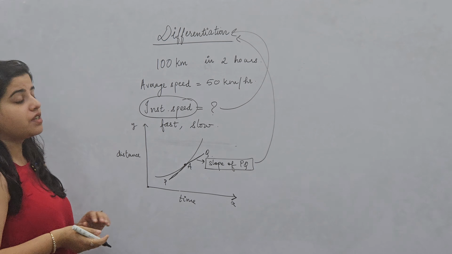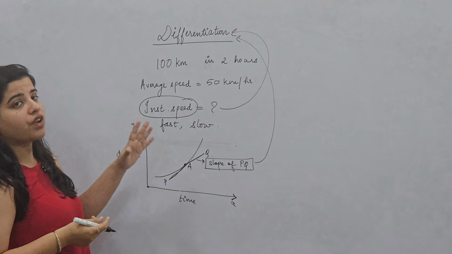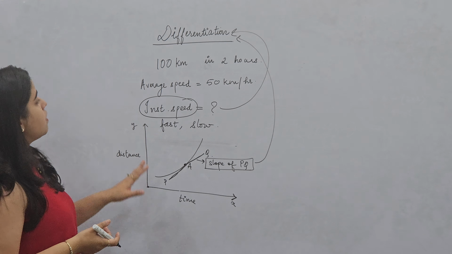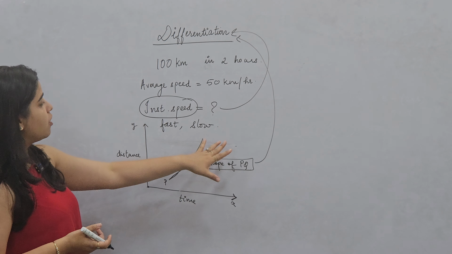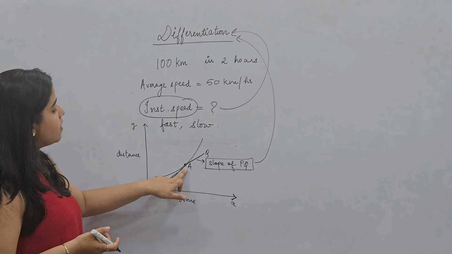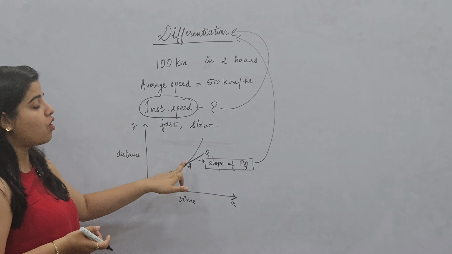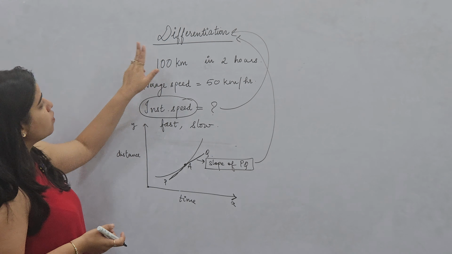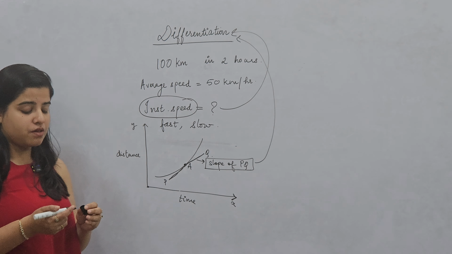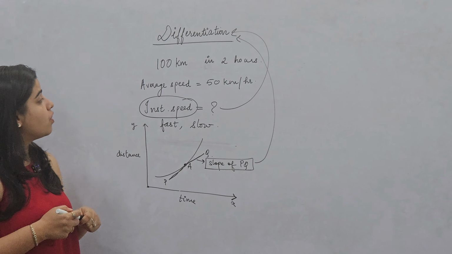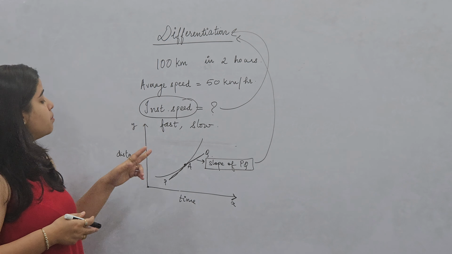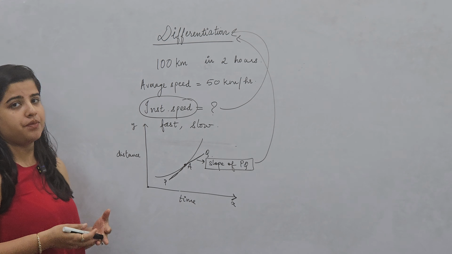Differentiation determines the rate of change of any quantity. Here the average speed was 50 kilometers per hour, but if we have to find his speed at a particular instant or moment, we use differentiation. So differentiation basically determines how your object or quantity is changing at a particular instant of time.